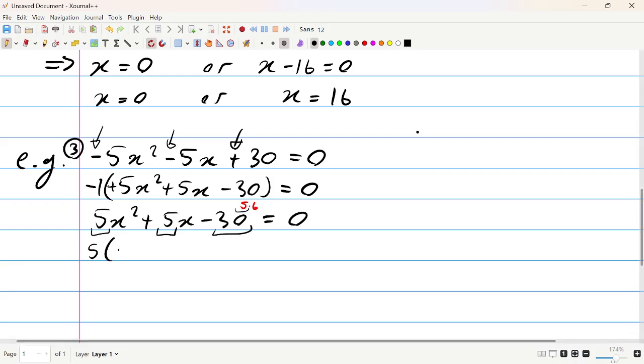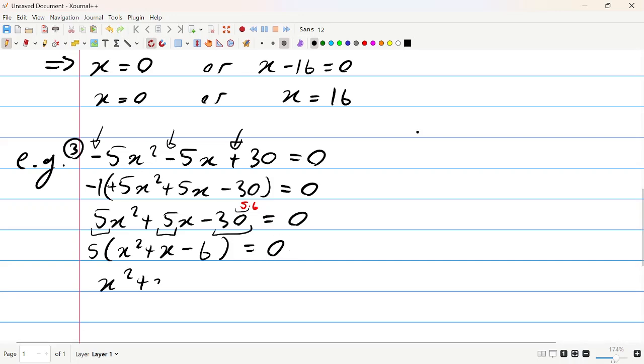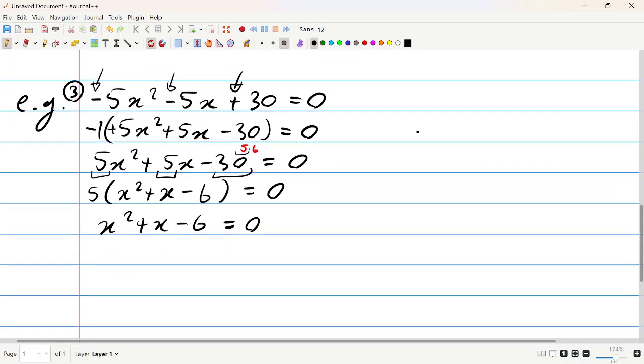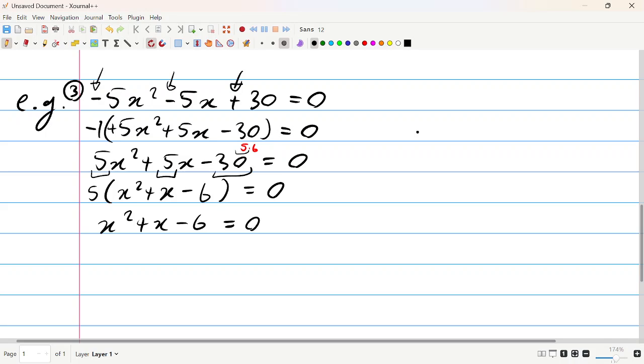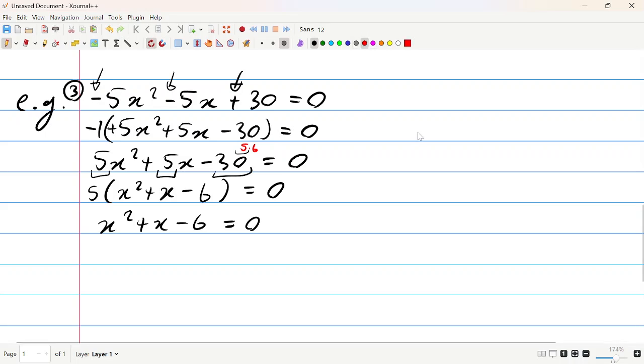And we'll have 5 multiplied by x squared plus, we take the 5 out, so we're left with x, minus, we're left with 6 from that factor. So therefore, we have 0. And now we can divide both sides by 5, and therefore it'll be 0 divided by 5 on this side. We'll just be left with x squared plus x minus 6. Okay. And then from here, what do we notice? We can factorize. Can we factorize? That's the question. So obviously we can factorize from here. Let's try it, okay?